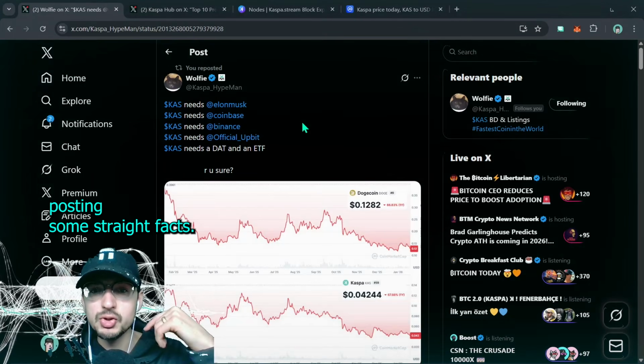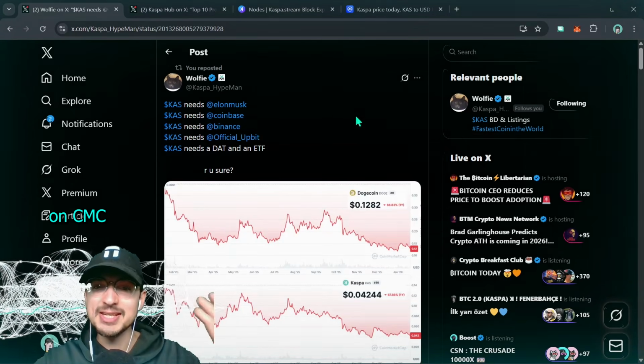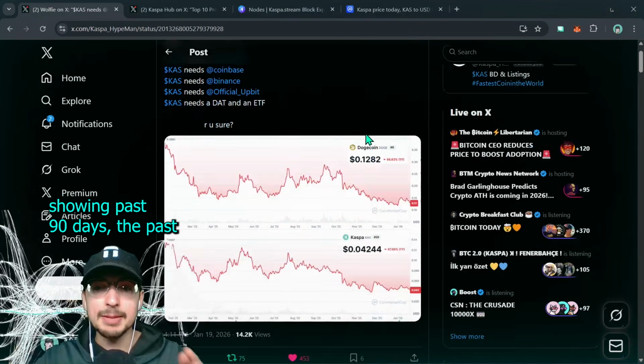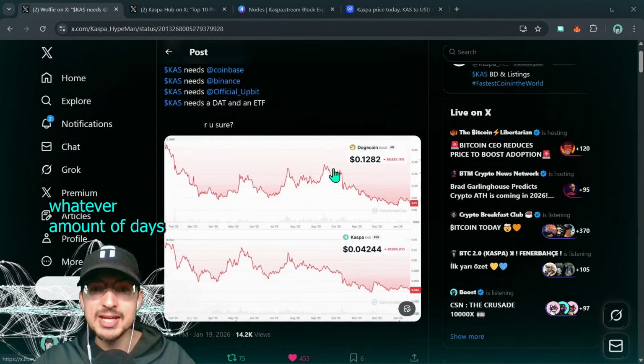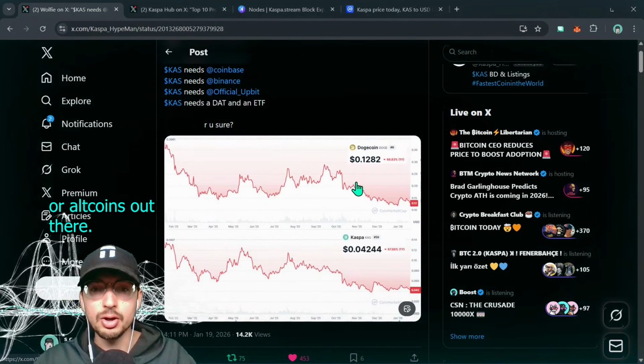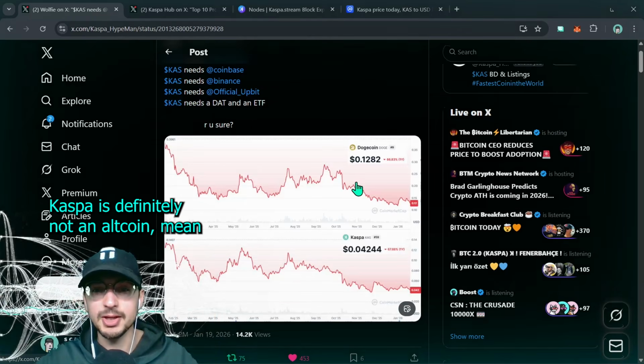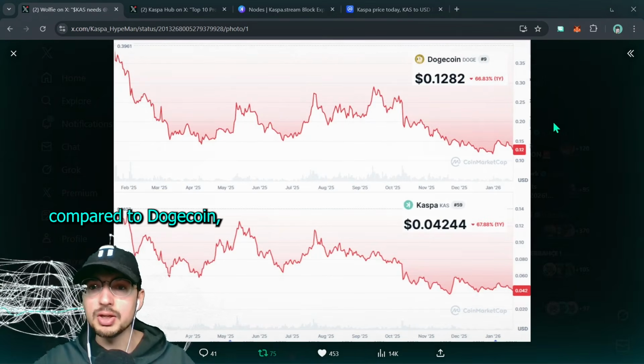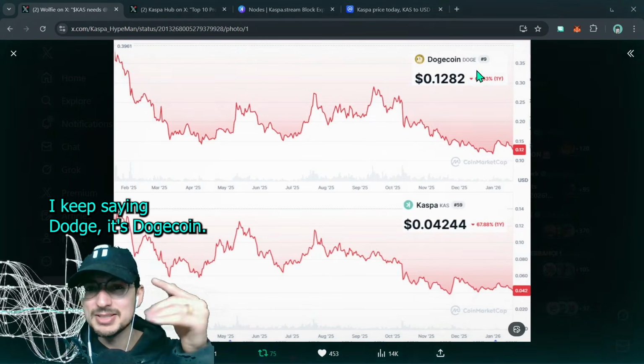Wolfie here posting some straight facts. This is something I like to share on CMC, showing the past 90 days, the past 30 days, past whatever amount of days, comparing it to the top 100 altcoins out there. Kaspa is definitely not an altcoin. I mean, compared to Dogecoin, I keep saying Doge, it's Dogecoin.